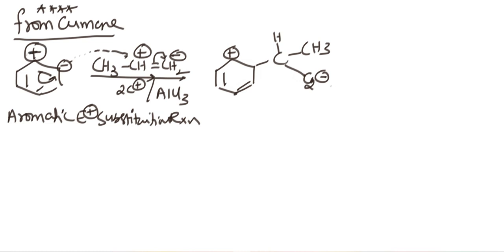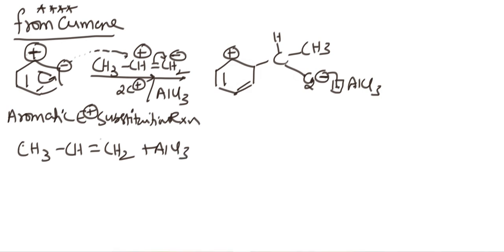AlCl3 is a catalyst, so AlCl3 is connected like this. AlCl3 has one empty box, it is connected like this. I will write it here, CH3, CH double bond CH2. This is treated with AlCl3.